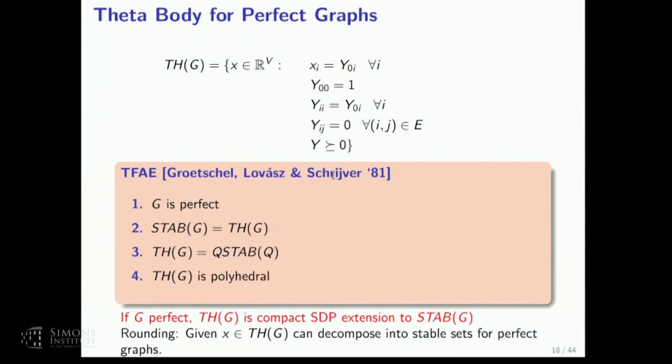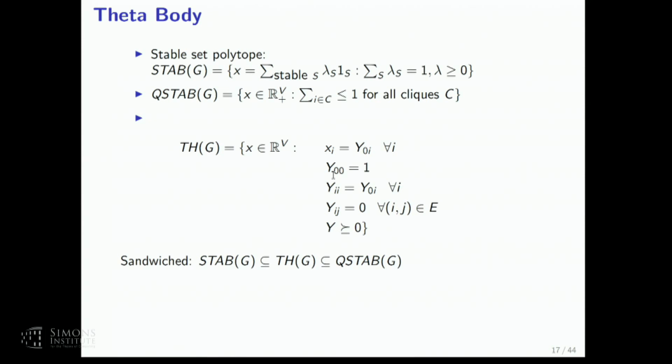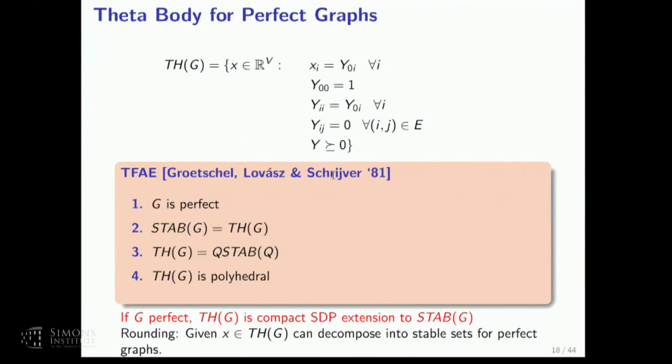Now, what's very nice is that when the graph is perfect, you actually have equality everywhere in these inclusions. So the stable set polytope is equal to the theta body, which is equal to Q stab of G. And this is only true for perfect graphs. So that's a characterization of perfect graphs: G is perfect if and only if you have equality here. Similarly, this theta body, which is this semi-definite program, is going to be polyhedral if and only if G is perfect. And one thing I would love to see is being able to decide if a graph is perfect by proving or disproving that TH of G is polyhedral.